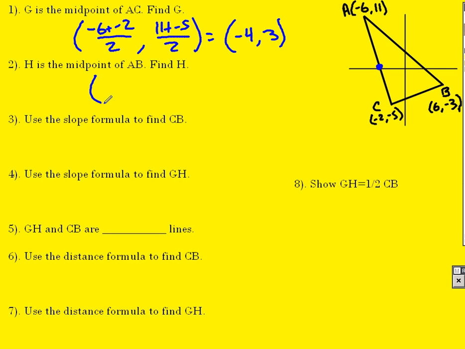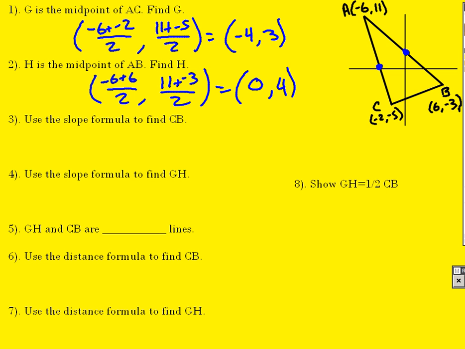Do the same for point H, which will be the midpoint of AB, somewhere in there. For this one, again, add up the x values of those two, so negative 6 plus 6 divided by 2, and 11 plus negative 3 divided by 2. That means that this point will be 0, and then this will be 8 over 2, which is 4.